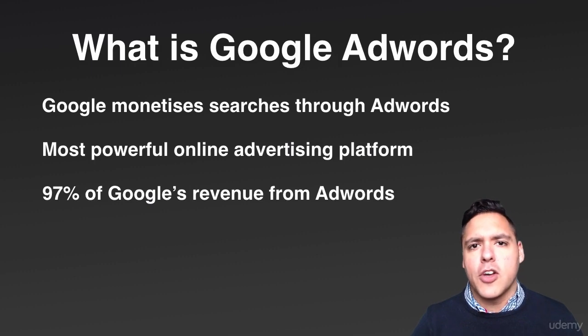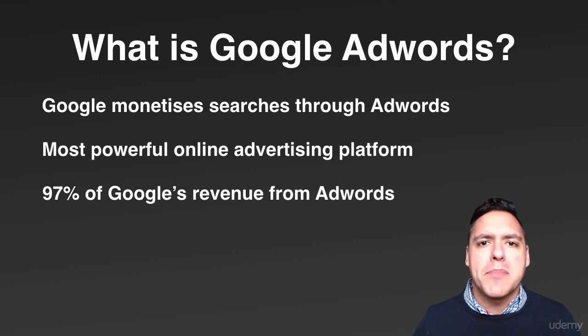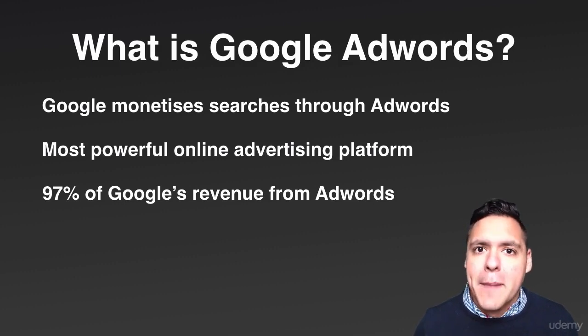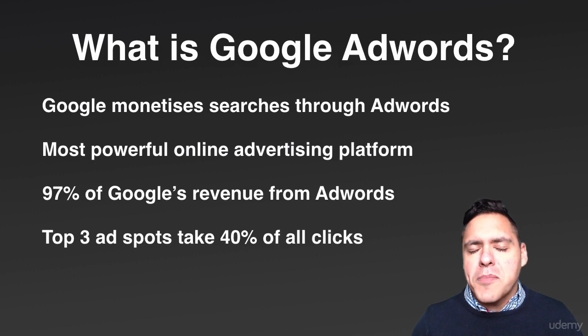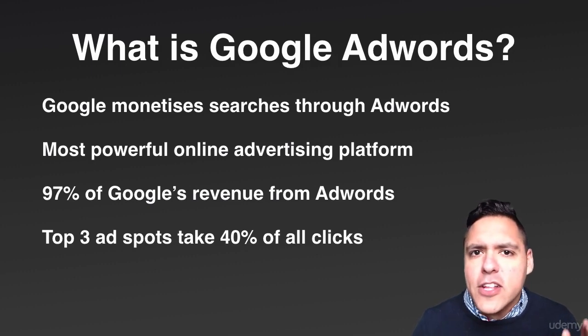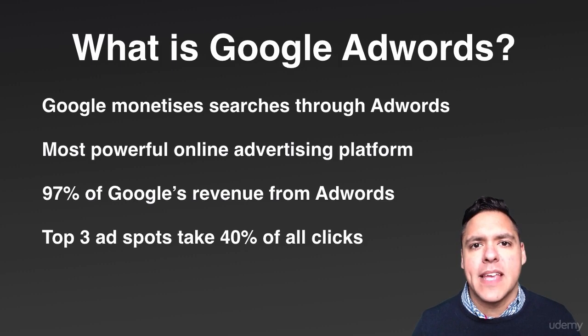Now, when you consider that they've got YouTube, they've got Gmail, they've got Google+, they've got so many companies and apps under the Google umbrella, the fact that 97% of revenue comes from Google AdWords just gives you an indication of how big a business it is. Now, something which is also really, really vital for you to know is that the top 3 ad spots on any particular search take 40% of all clicks. So if your product appears on page 2 or 3 or 10, you've got a much smaller chance of ever being seen. Yet, if you are in the top results, you have the most potential to be seen.